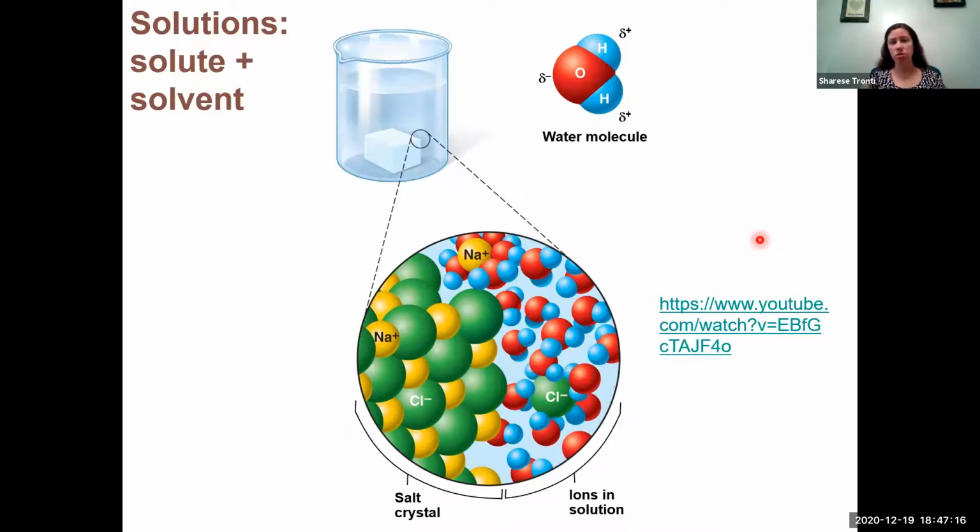So we're talking about solutions here. This is where we have a solute. In this case, we're talking about salt inside of a solvent, which is water in this case.